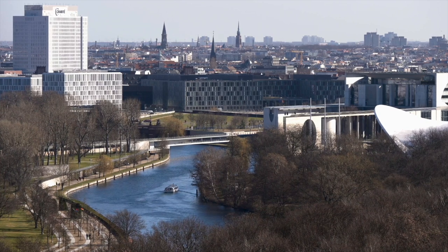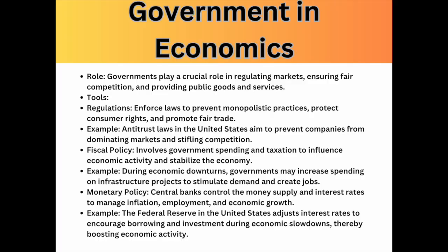Now, here are the two main policies that governments would introduce within the market to regulate: fiscal policy and monetary policies. Fiscal policy involves government spending and taxation to influence economic activity and stabilize the economy. During economic downturns, governments may increase spending on infrastructure projects to stimulate demand and create jobs. So, fiscal policies will include the government spending wherever they can to regulate the economy and stabilize it.